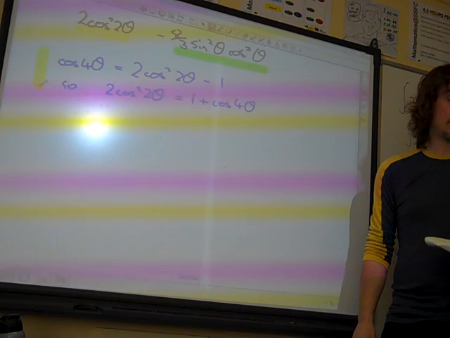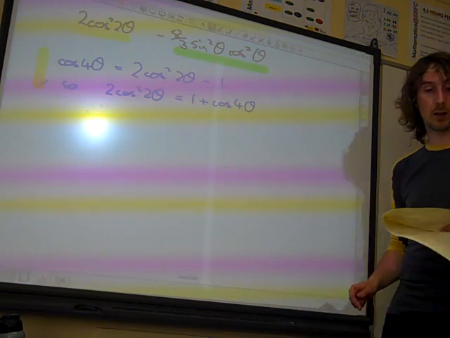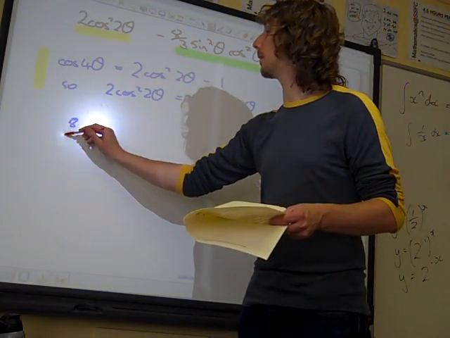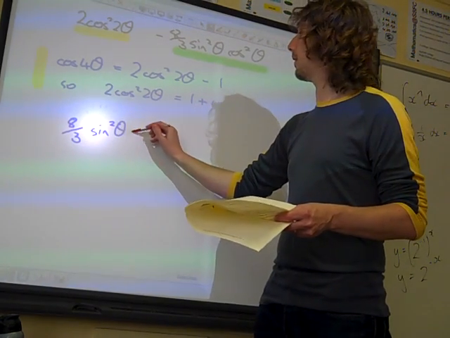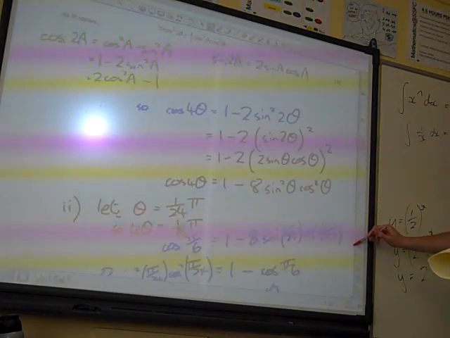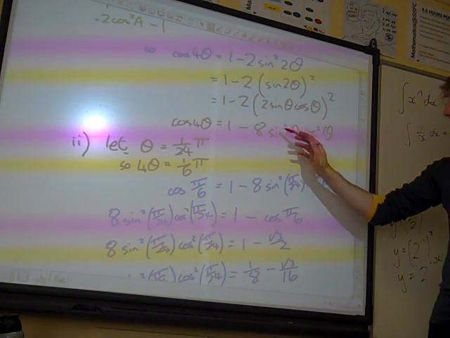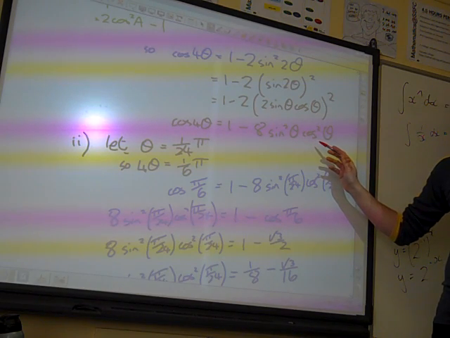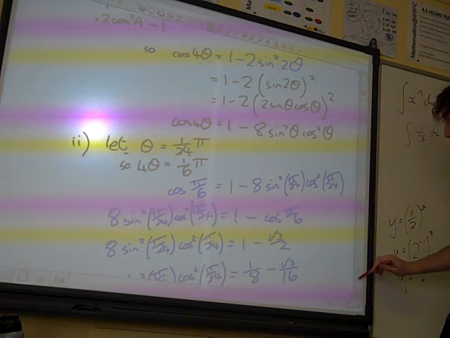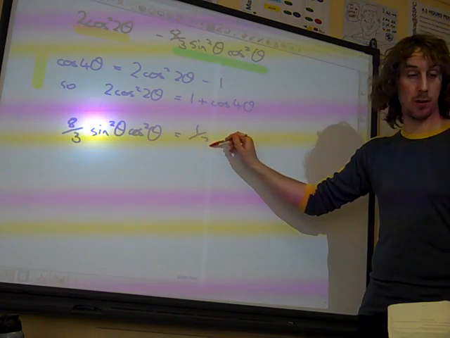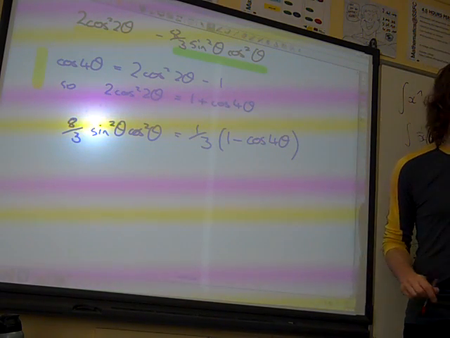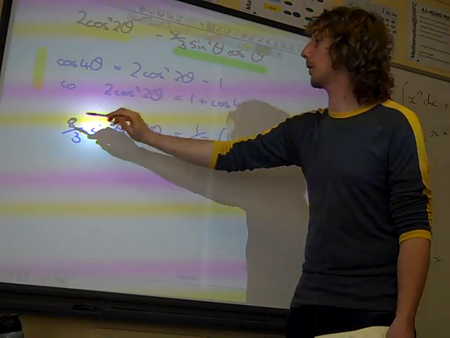Now let's look at the green bit. Now from the work that we've already done, we know that 8 over 3 sine squared theta cos squared theta, well look, 8 sine squared theta cos squared theta is equal to 1 minus cos 4 theta. So 8 over 3 times that must be equal to 1/3 of 1 minus cos 4 theta. Okay, and that's sorted the green bit in terms of cos 4 theta.